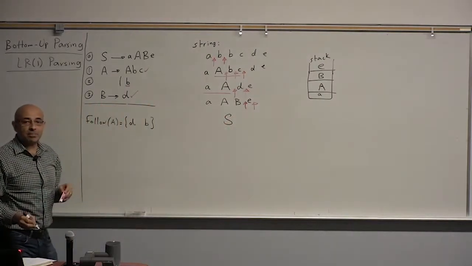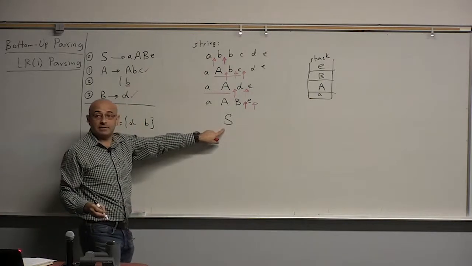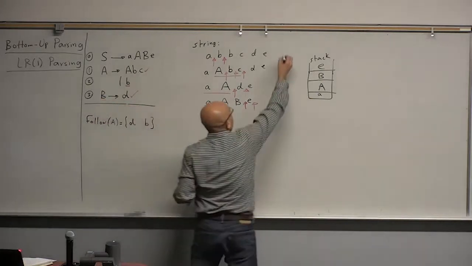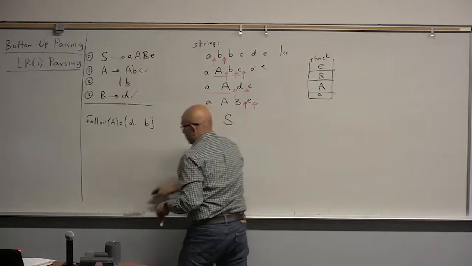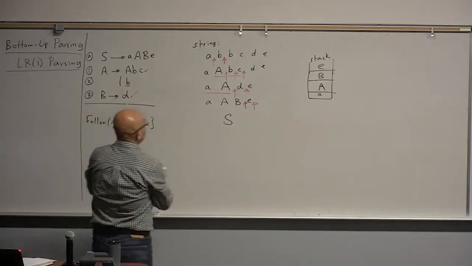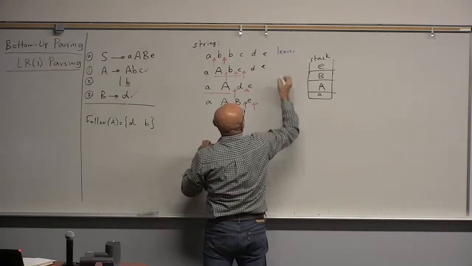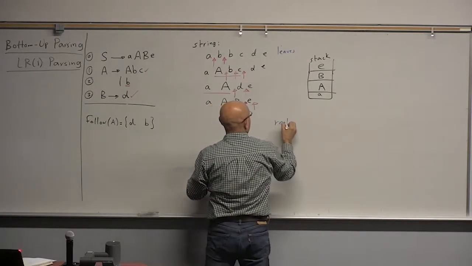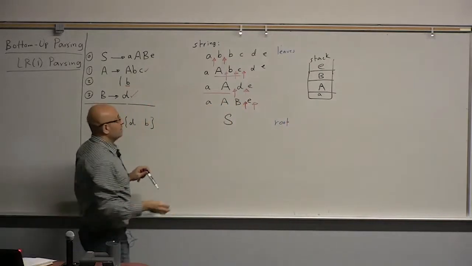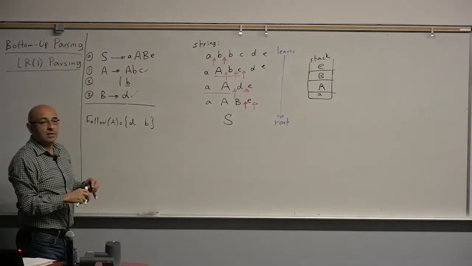So this is the bottom-up parsing. These are the leaves of the tree, and this is the root of the tree. So these are the leaves. Or let me write it in blue. Leaves, and this is the root of the tree. Okay.